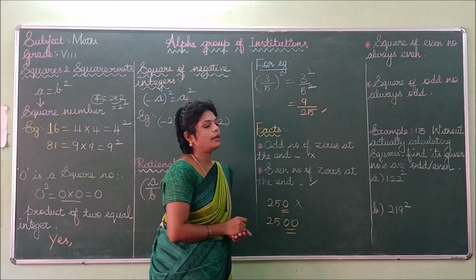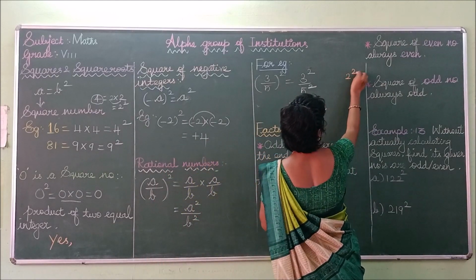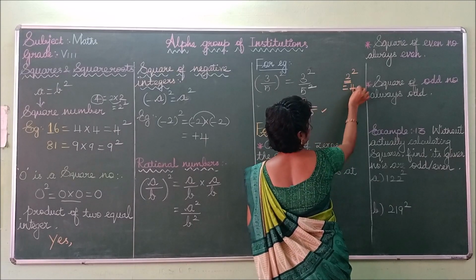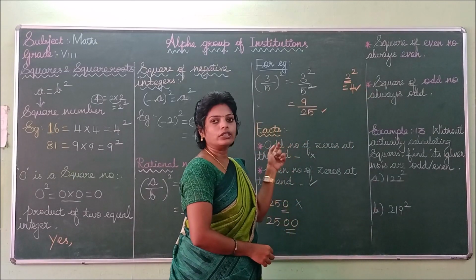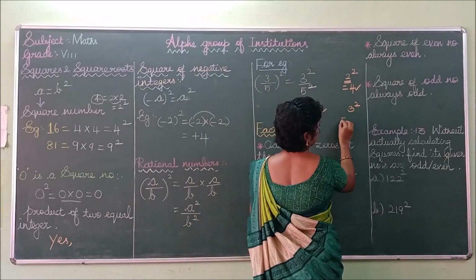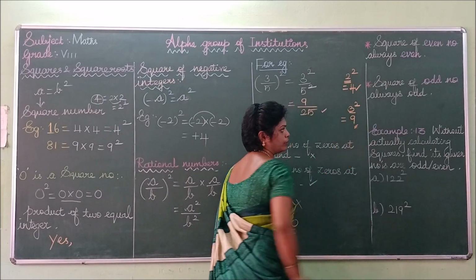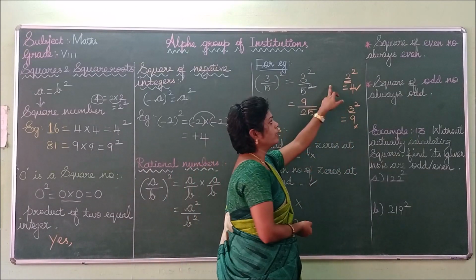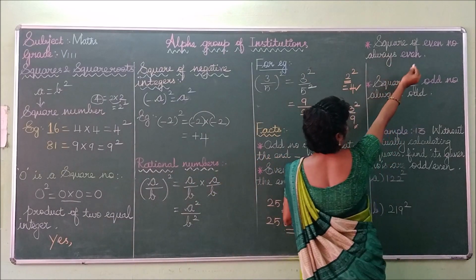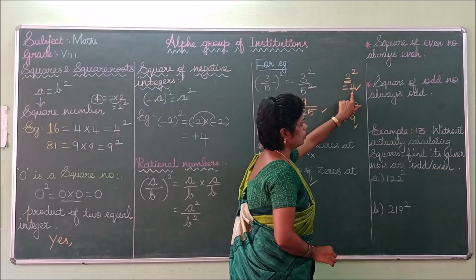The square of an even number is always even. Let me check it with 2 squared. What is 2 squared? 4. So if we take 2, the result will be 4. So both are even numbers. If you take 3 squared, what is 3 squared? 3 into 3 is 9. If you take an odd number, the result will be odd. If you take an even number, the result will be even. Then you can say the square of an even number is always even.